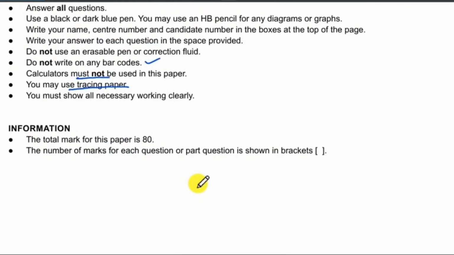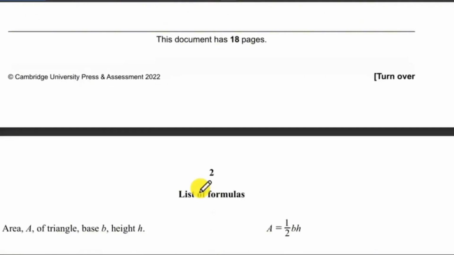And the number of marks for each question and part question is given in square brackets at the end of each question. So let's start. The paper has got 18 pages, which means that you must divide your time well, manage your time well. You've got only 1.5 hours.